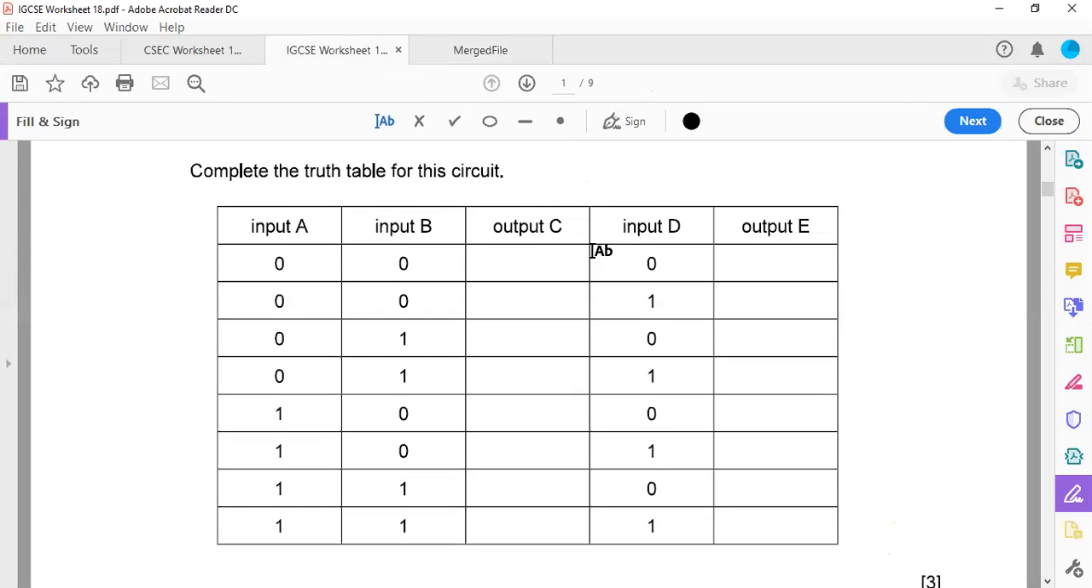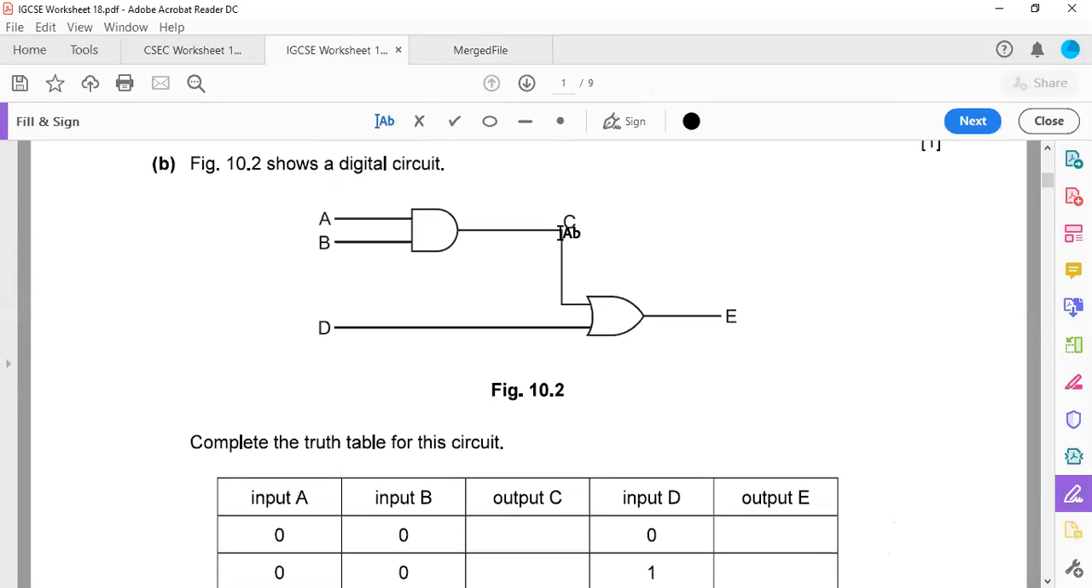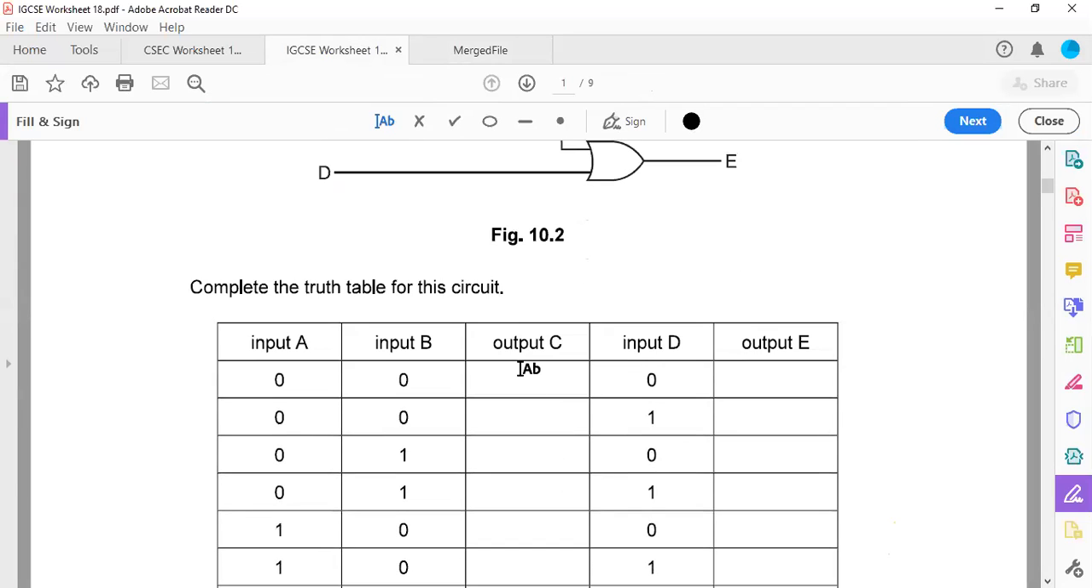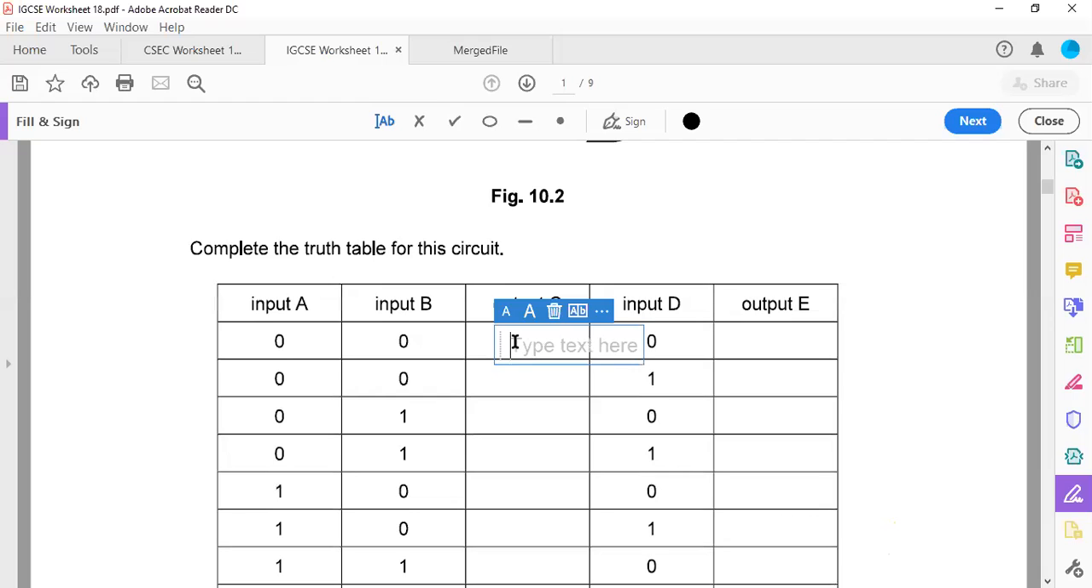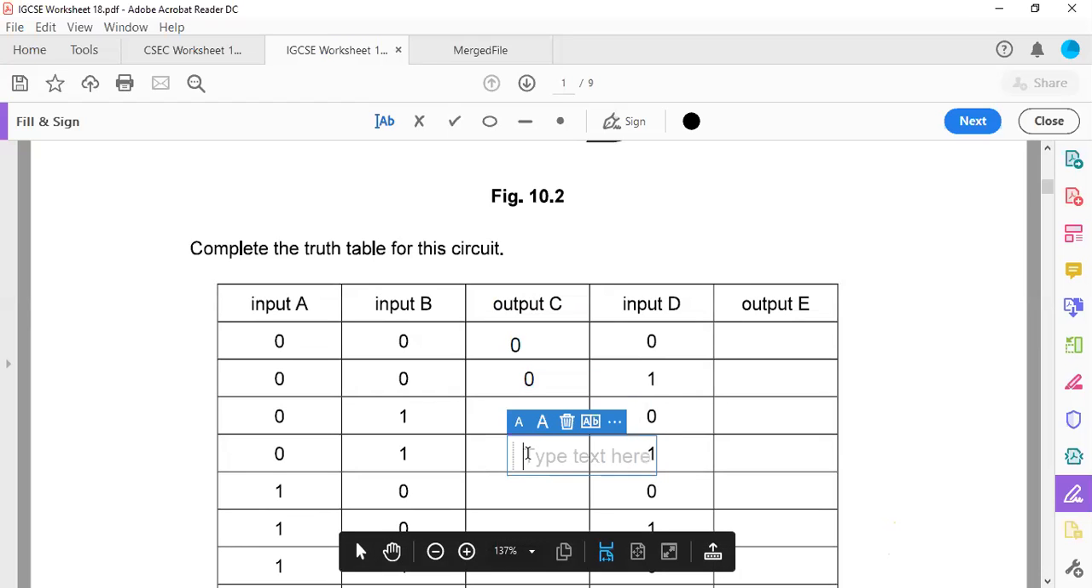The question here says complete the truth table. So output of C. So between A and B, you get an output of C. So this is your AND gate here. So 0 and 0 is how much? 0. Good. We go again. 0 and 0 is 0. 0 and 1 is, remember for the AND gate, it works like multiplying. So 0 multiplied by 1 is 0. Good.